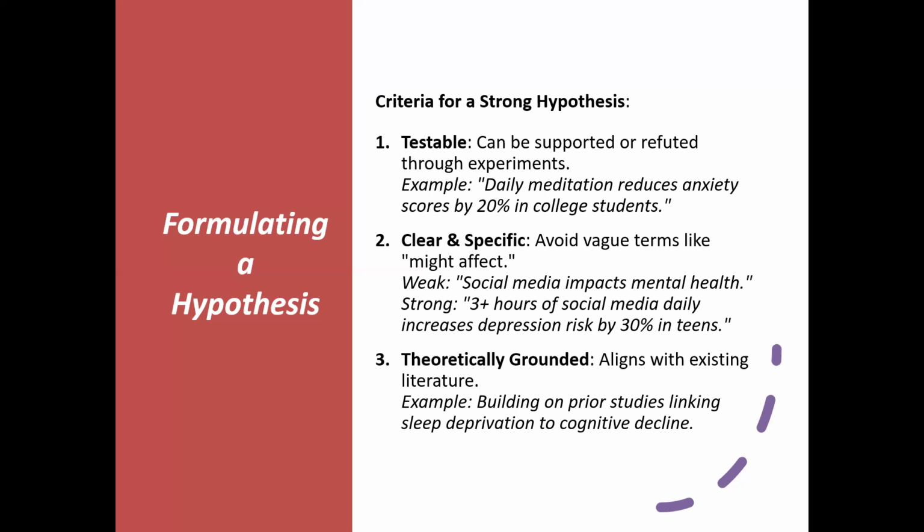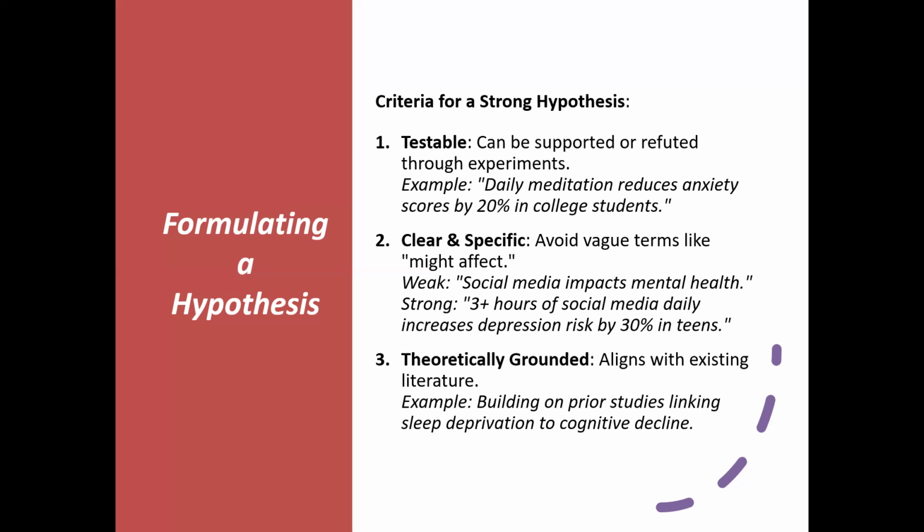The second criterion is that a strong hypothesis must be clear and specific. It avoids vague terms like "might affect." For example, a weak hypothesis is that social media impacts mental health. This is a weak hypothesis, because it does not show how much time spent on social media will impact mental health, and how much mental health will be affected by these things.